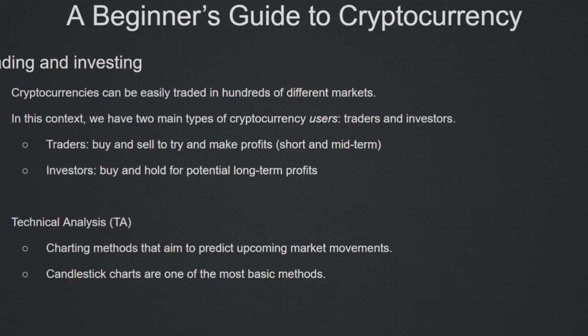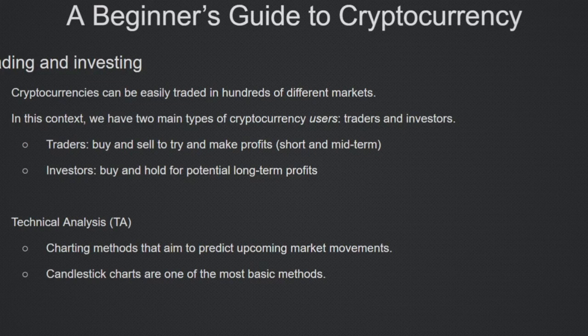And of course, as I mentioned, cryptocurrencies are a digital form of money, and they are tradable assets, which means they can be easily traded in hundreds of different markets. In this context, we have two main types of cryptocurrency users: traders and investors. Traders are the ones that buy and sell to try and make profits in the short and mid-term, while investors are the ones that buy and hold for potential long-term profits.